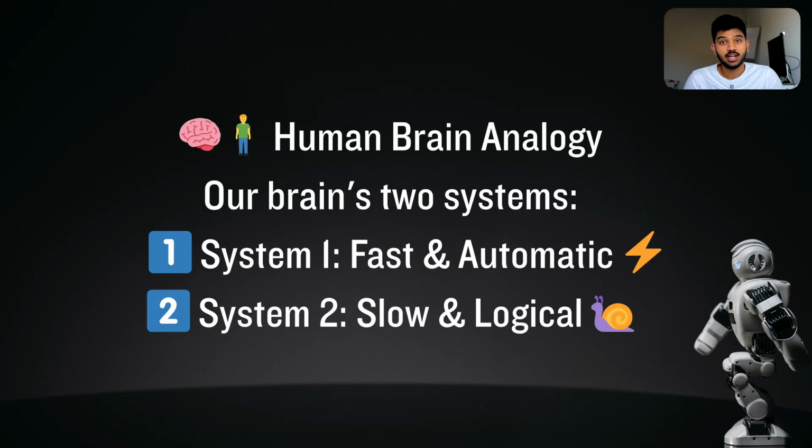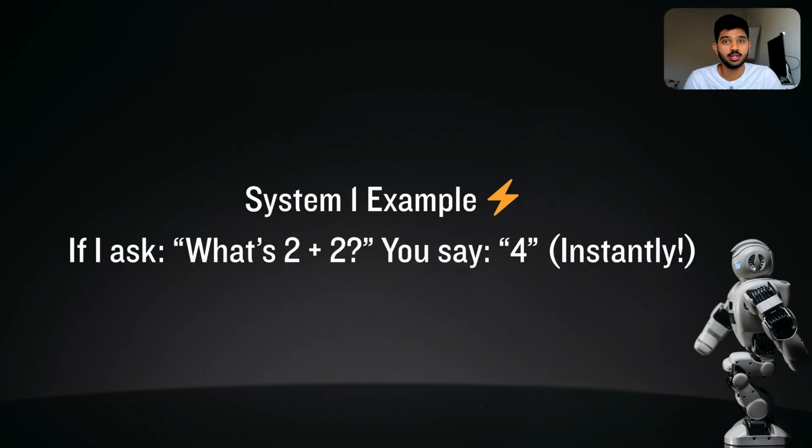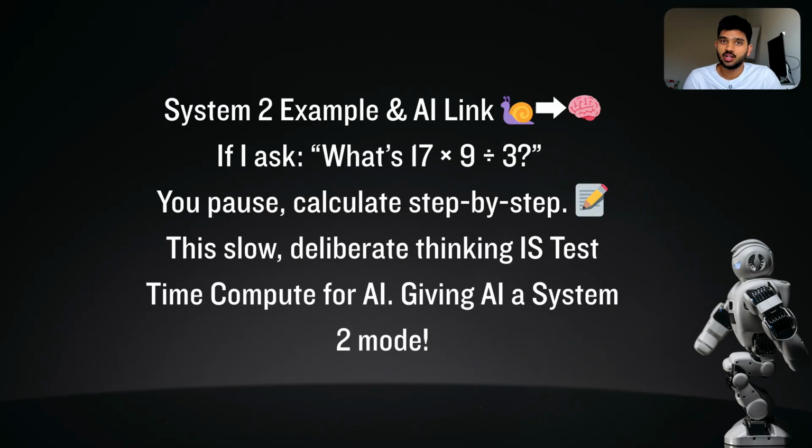Now let's make it even more relatable. Let's say our brain has two systems. System 1 is fast and automatic. So suppose I ask you what is 2 plus 2, you instantly say the answer is 4. And System 2 is slow and logical. So if I ask what is 17 multiplied by 9 divided by 3, then you probably pause and calculate it step by step. So the second system is slow and thinks deliberately before giving an answer. So this is what we can call test time compute for AI.